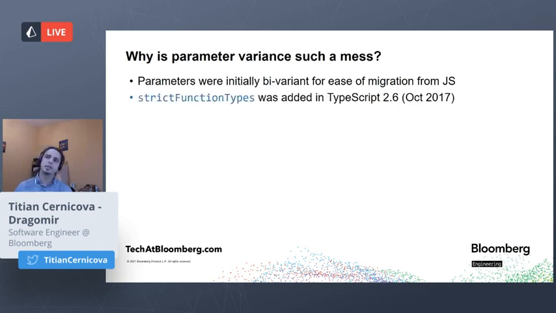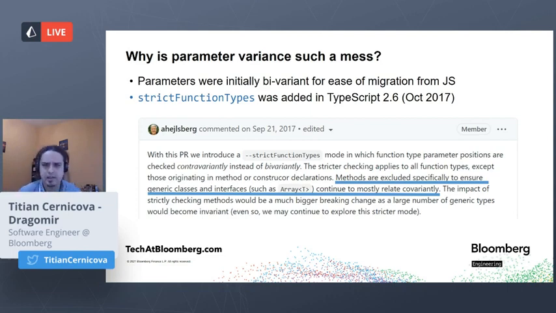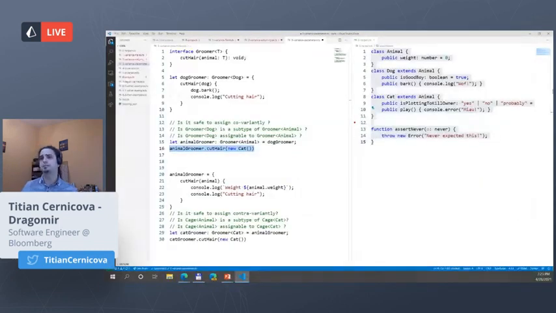Now, in 2017, TypeScript added this strict function types option. And like I said, this option only affects parameter types in function signatures. And the PR that introduces this says that methods are excluded specifically to ensure generic classes and interfaces, such as array, continue to mostly relate covariantly. So what does this mean? What does Anders try to say here in this PR? What would happen if all methods were to relate contravariantly, if method parameter types were to relate contravariantly?